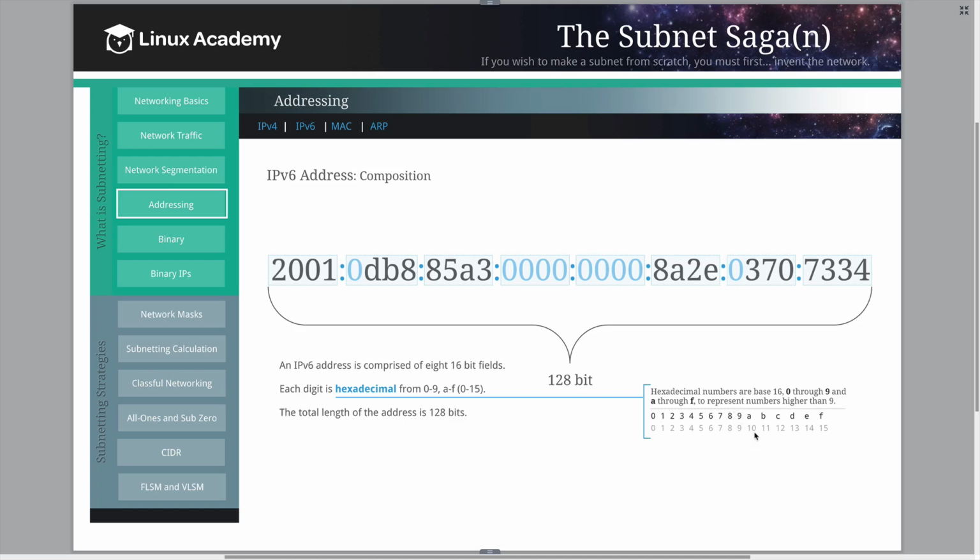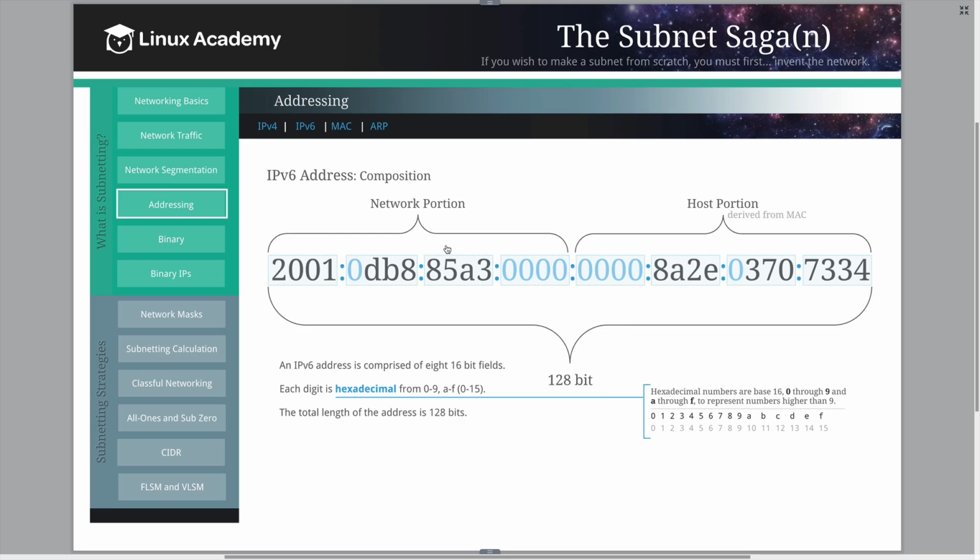But for the number 10, it is represented by an A. 11 is B, 12 is C, 13 is D, 14 is E, 15 is F, for a total of 16 values. And so if we look at this as a whole, and each hexadecimal number is a 4-bit number, we have a 128-bit address.